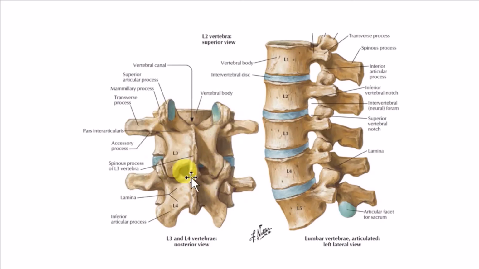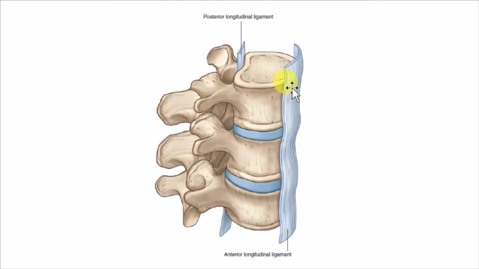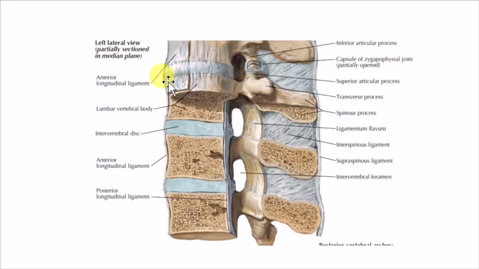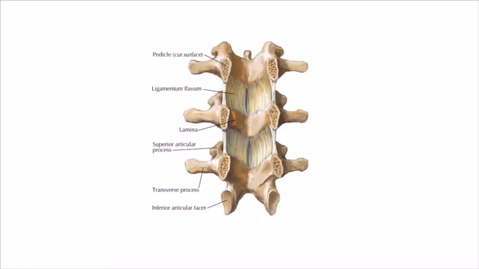Now, here you can appreciate this is the anterior longitudinal ligament, and this is the attachment of the posterior longitudinal ligament. Here also you can appreciate this is the anterior longitudinal ligament, this is the posterior longitudinal ligament. Here you can appreciate this is a spinous process, this is a spinous process, and in between the two there is interspinous ligament, and here on the posterior border of the spine there is attachment of the supraspinous ligament, and this ligament is the ligamentum flavum.